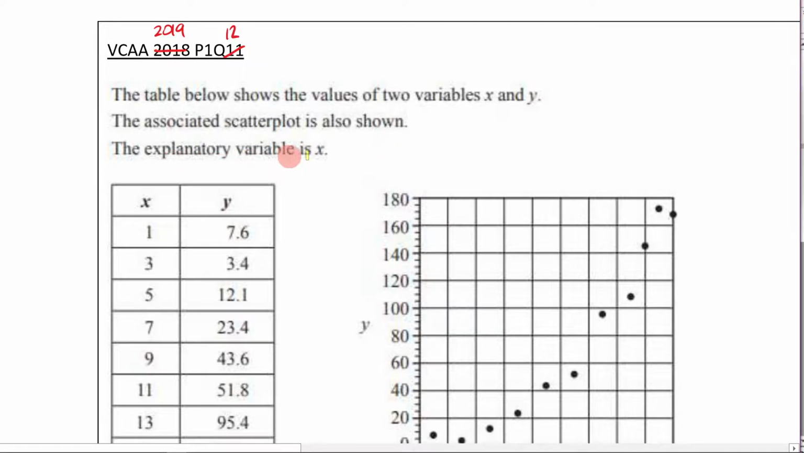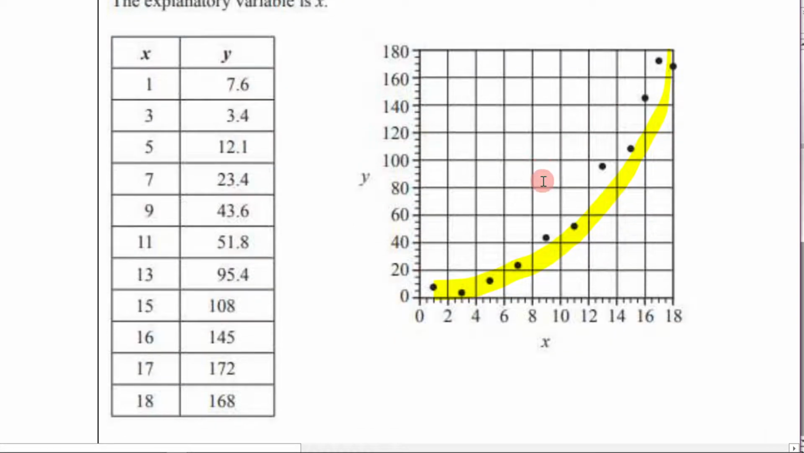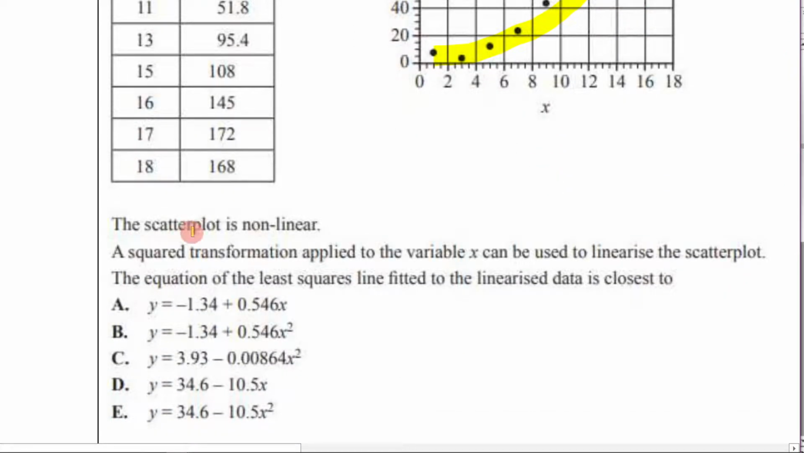The explanatory variable is x. So we can see what we've got here. We have our values here, and we also have the corresponding scatter plot. And as you can see, our data is not linear. We've got a bit of a curve going on there. So that is interesting. When we continue to read, it tells us the scatter plot is nonlinear. The squared transformation applied to the variable x can be used to linearize the scatter plot. The equation of the least squares line fitted to the linearized data is closest to which of these?